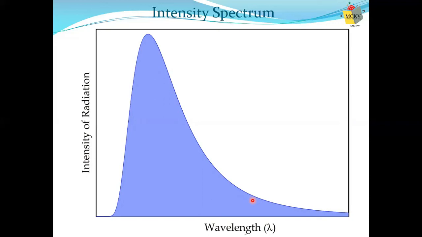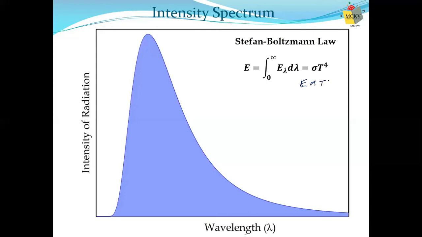And Stefan and Boltzmann experimentally observed that this total intensity of radiation for all wavelengths depends only on the temperature at which the body is heated. And according to Stefan-Boltzmann law, the total intensity of radiation for all wavelengths can be estimated from the area under the curve. That is, if we take the integration for all wavelengths, then E will be proportional to the fourth power of the temperature at which the body is heated. Therefore, E equals sigma T to the power 4, and sigma is a constant called Stefan's constant. The value is 5.67 times 10 to the power minus 8 in SI units.